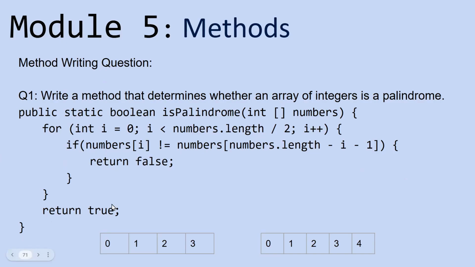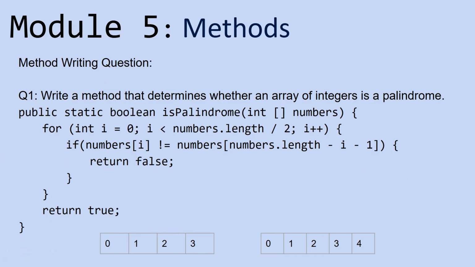So why does this actually work? Well, I have an example right here with these two arrays. The first one has an even number of elements, and the second one has an odd number of elements. So it's kind of similar to a symmetrical image, except this is code.